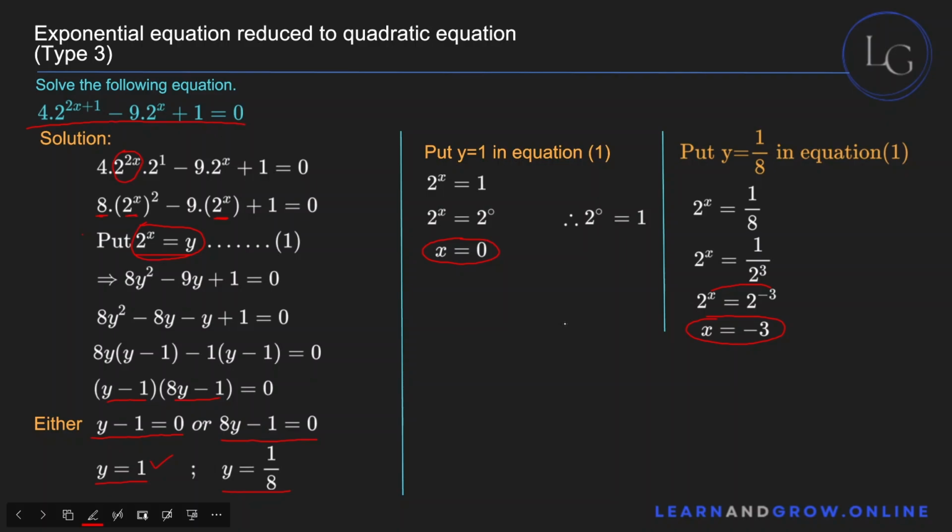Now you have two values for x. X is equal to 0 and x is equal to minus 3. So this is the solution set.